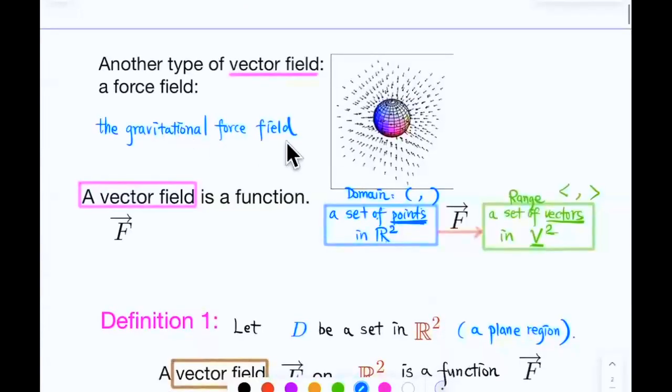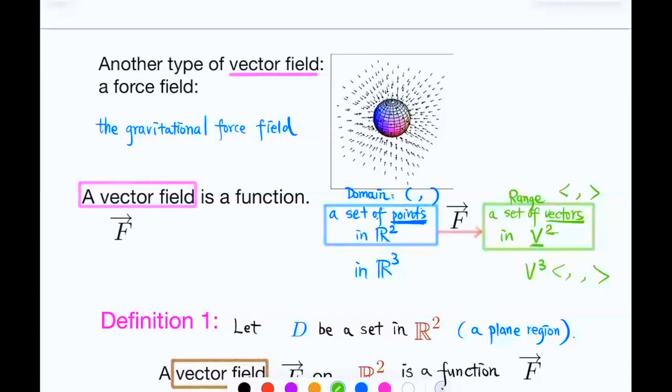And in the example we have just done above, the domain is a set of points in R3. So it doesn't have to be just in R2. It could be in R3. Then what will be the range of that? Looking at this gravitational force field, under this vector field, every point in space is going to map to what? A vector in what? V3, right? So in V3, a three-dimensional vector, right?